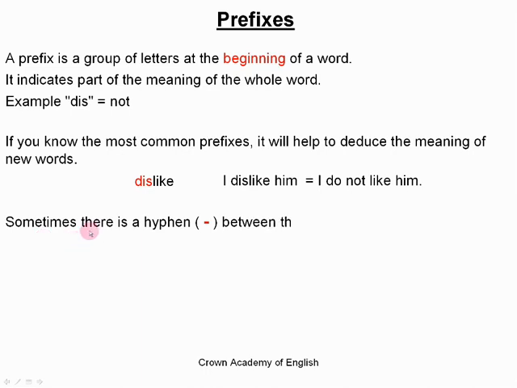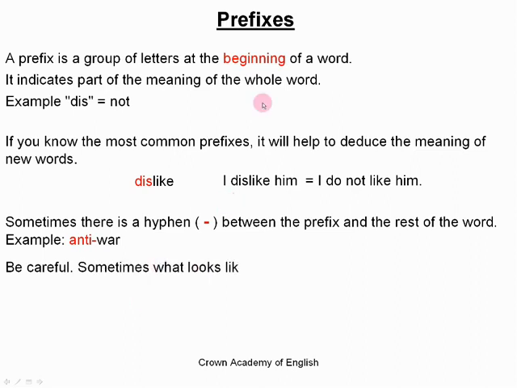Now, sometimes there is a hyphen between the prefix and the rest of the word. This is a hyphen. It's this little line in the middle between the prefix and the rest of the word. Example, anti-war. And this is the hyphen in the middle.